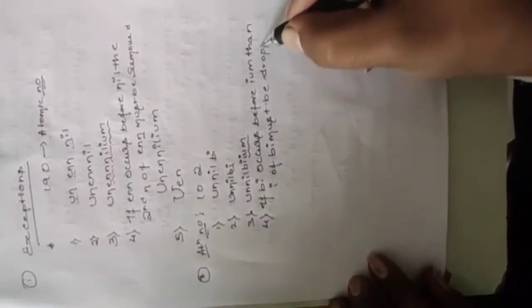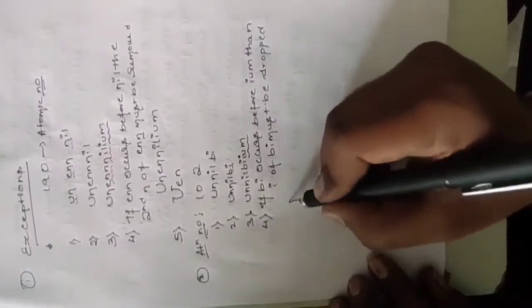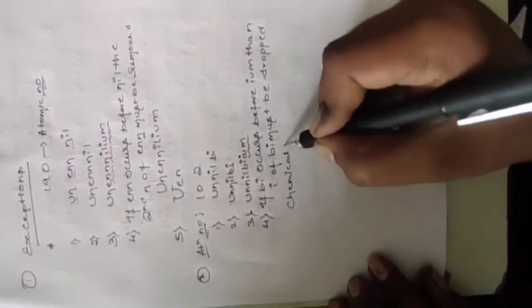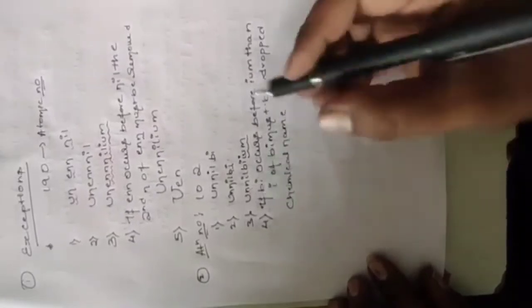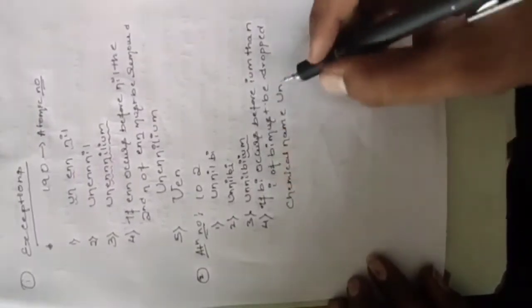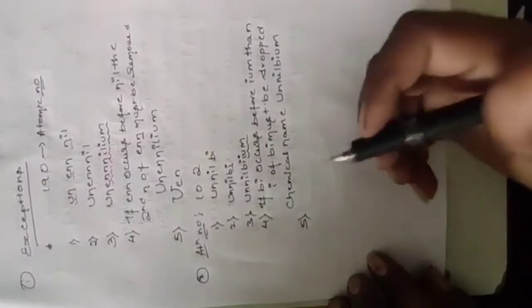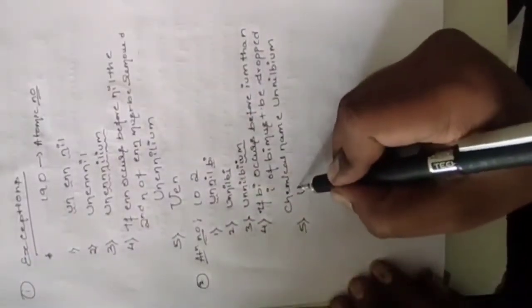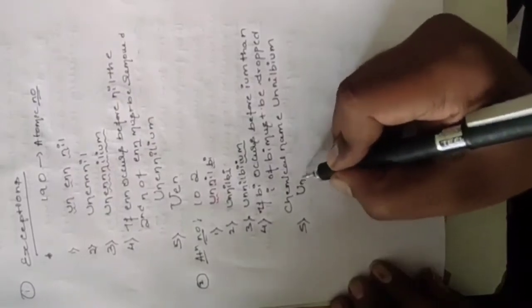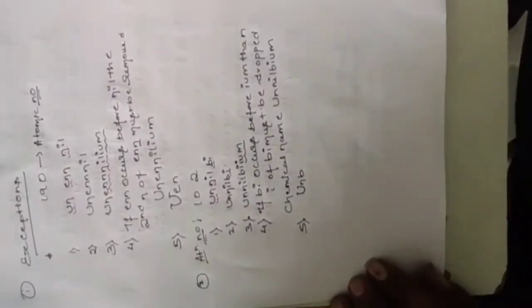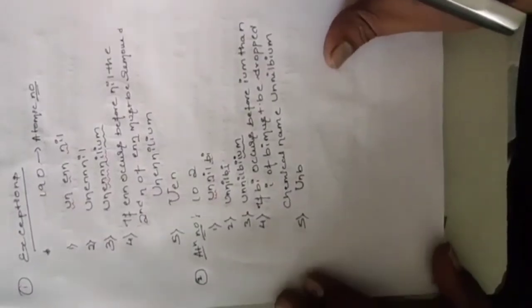Then what will be the chemical name? Unnilbium, only b, I we are removing, no? Then fifth, what is the fifth point? We want to take the first letters of the numerical roots. It must be capital: UNB. Okay.